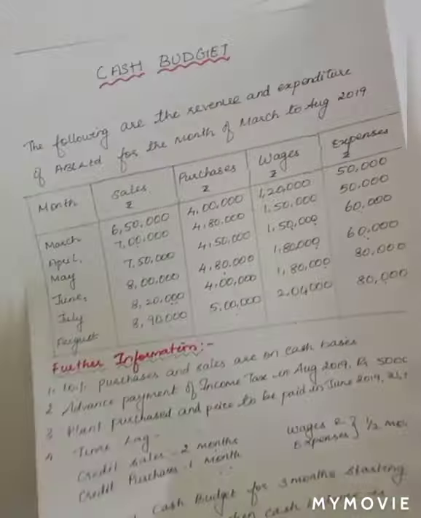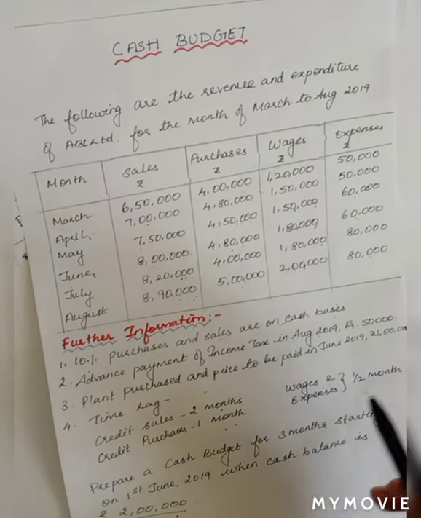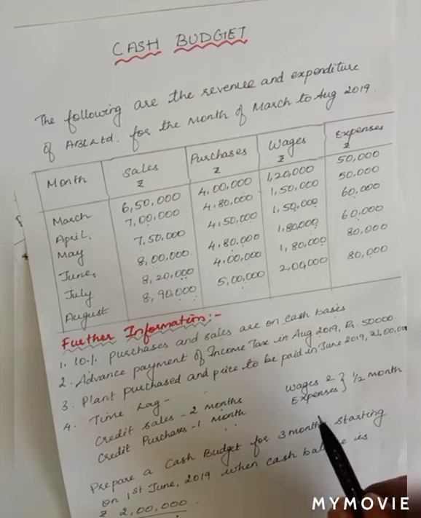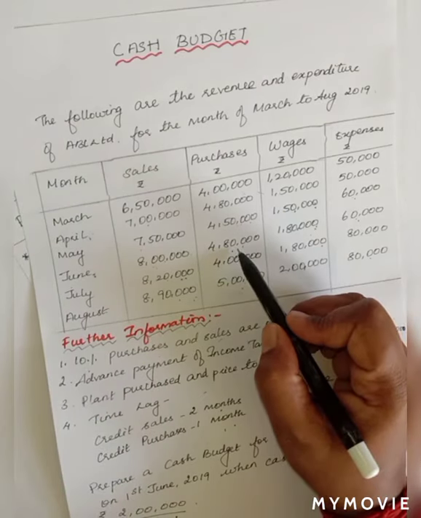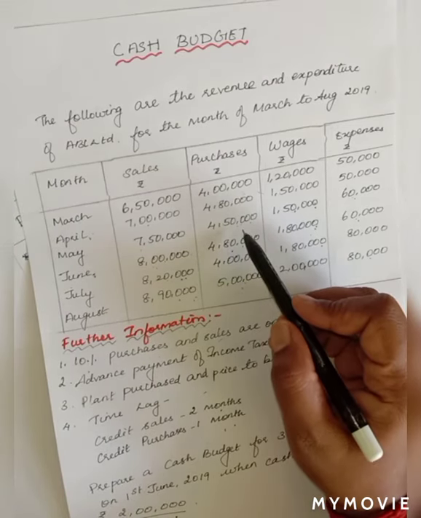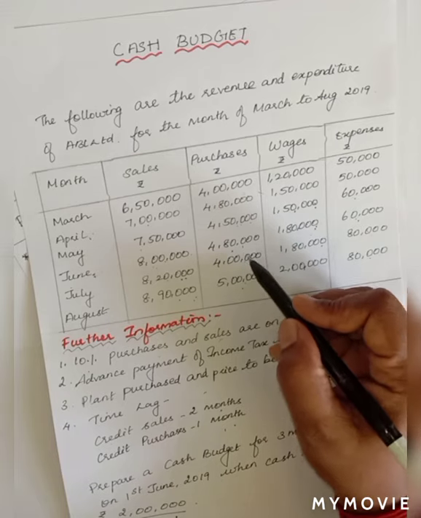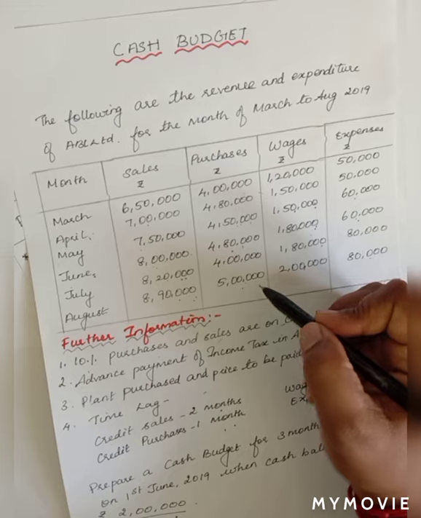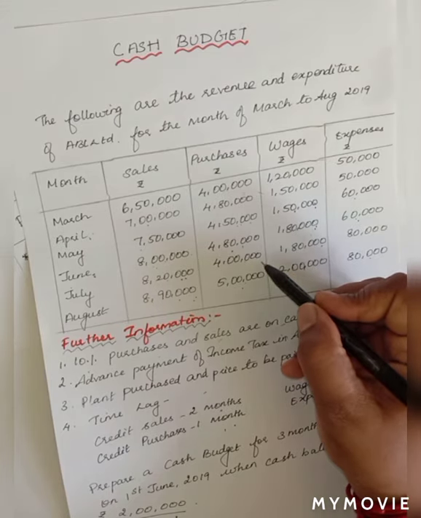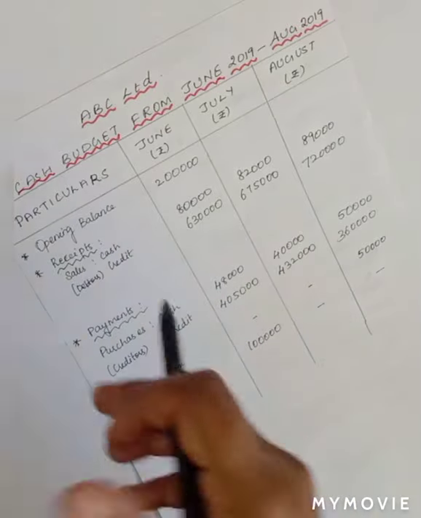Again I am repeating. We have 90% as credit purchases, and for that you are getting a 1 month credit period to settle it. So in the month of June, you are supposed to settle 90% of May month's amount, and likewise in July you have to settle 90% of June month's amount. Likewise in August, 90% of July month's amount. That is how it has been worked out in the cash budget.